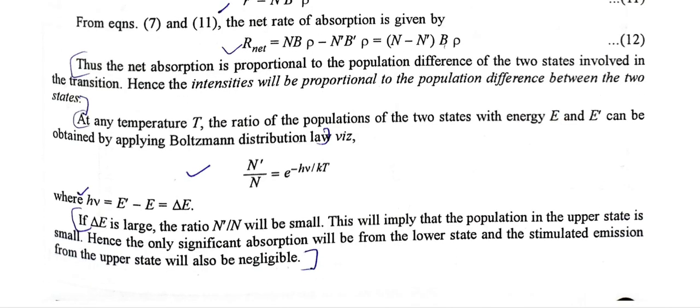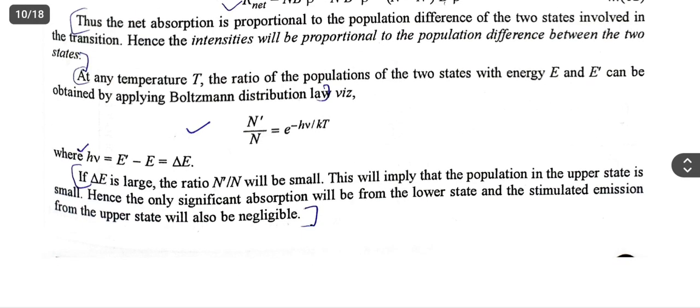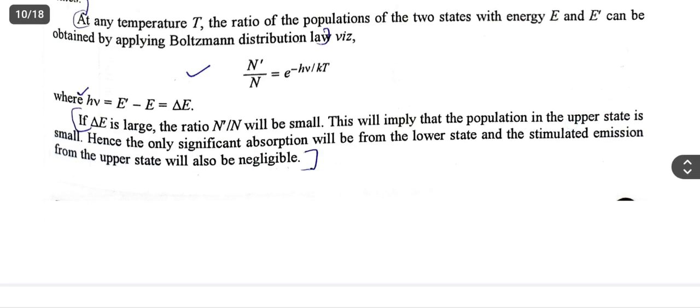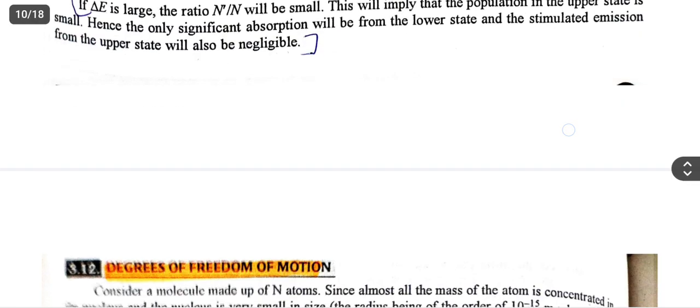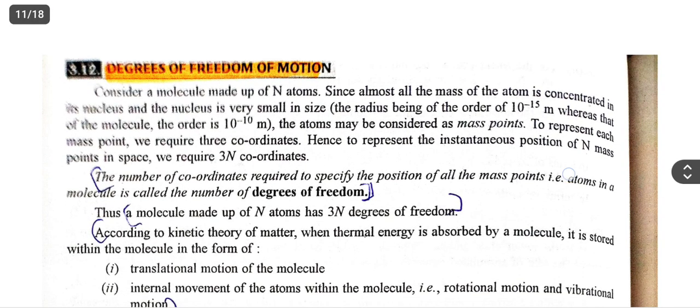At any temperature T, the ratio of population of two states with energy E and E dash can be obtained by applying the Boltzmann distribution law. N dash by N is equal to e to the power minus h nu by kT, where h nu is equal to E dash minus E, which is equal to delta E. If delta E is large, the ratio N dash by N will be small. This will imply the population of the upper state is small. Only significant absorption will be from the lower state. The stimulated emission from the upper state will also be negligible.